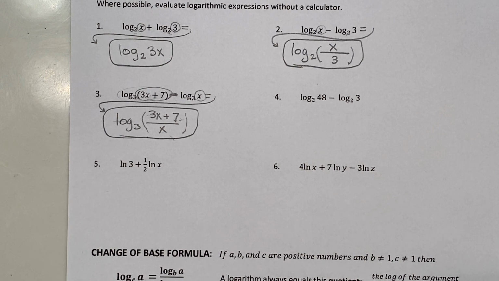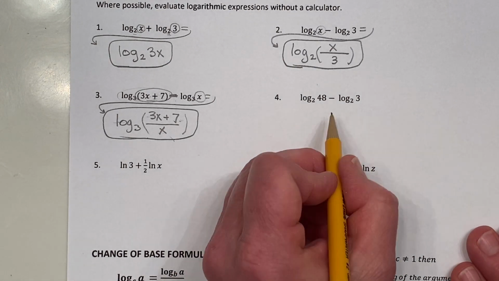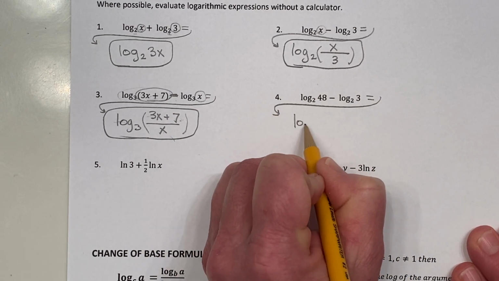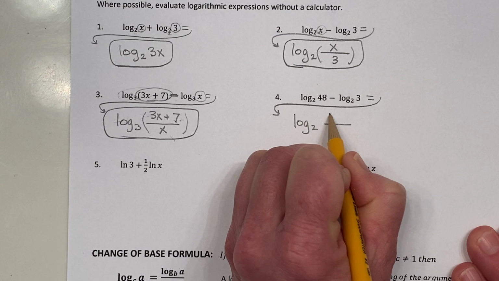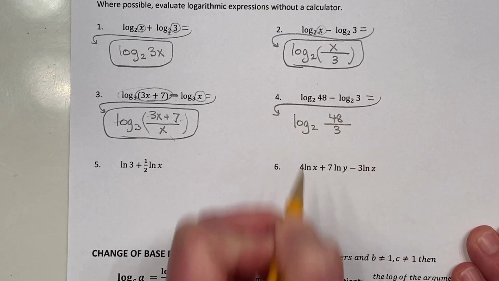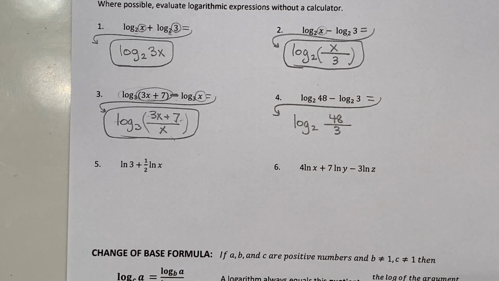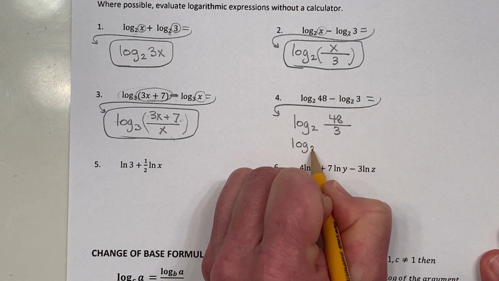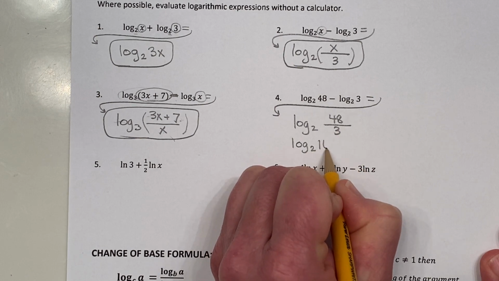Okay, number 4. I see a subtraction, so let's rewrite this as a quotient. 48's on top and 3's on bottom. Before I leave this, I might want to try and do some simplification. Use your calculator, divide 48 by 3. You're going to get log base 2 of 16.